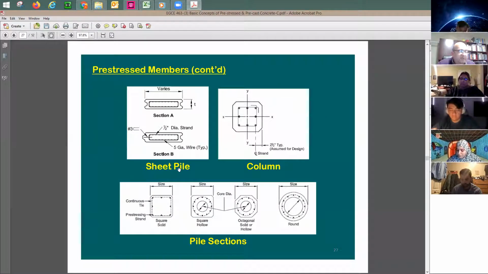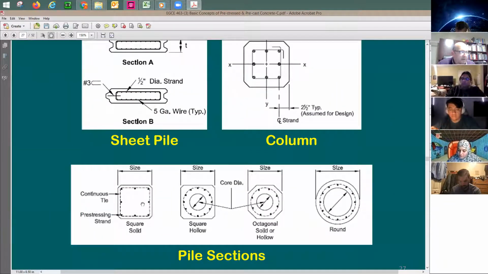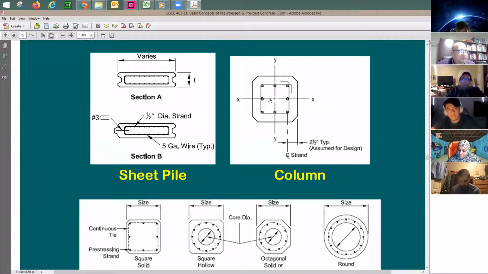We have also the sheet piles. This is different from the piles. So you have pile sections. You can have a rectangular section like this, or you can have round sections. You can have also columns, and you can have this sheet pile. Sheet pile is used for earth shoring.